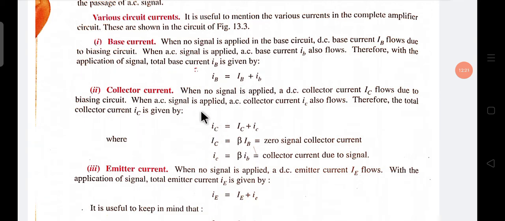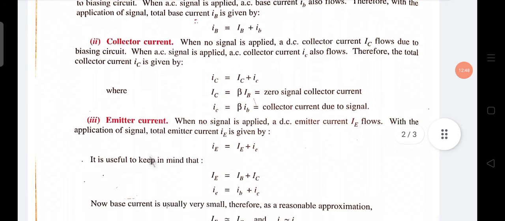Here also this capital IC is due to the DC current from the biasing, and small ic is due to the applied signal. Now we know that capital IC equals beta times IB, which is the zero signal collector current.